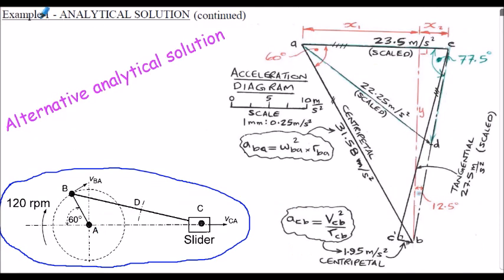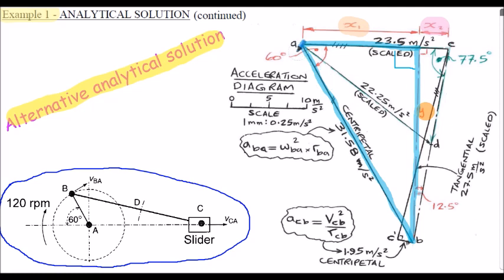Just a note relating to example 1, here's an alternative analytical solution that could be used, which involves basic trig and Pythagoras' theorem. So to use this alternative method, notice I've added some nomenclature on the acceleration vector diagram here of x1, x2 and also y. And essentially we will now consider two right angled triangles. This one shown here in blue and this one shown here in purple.